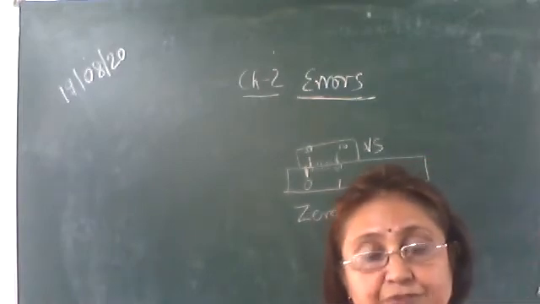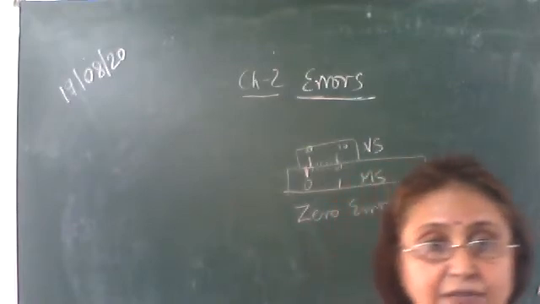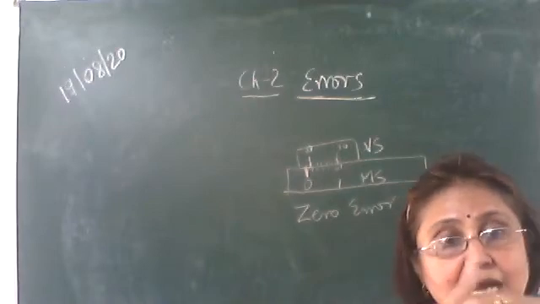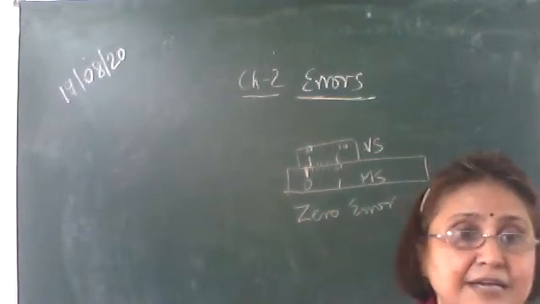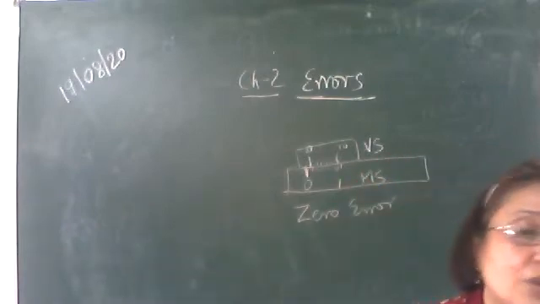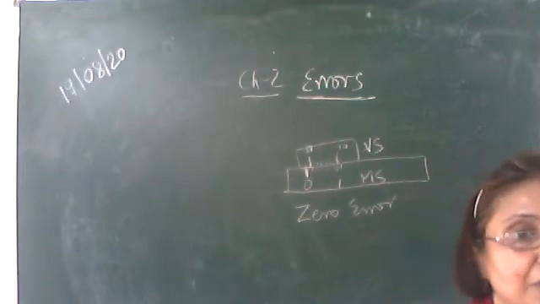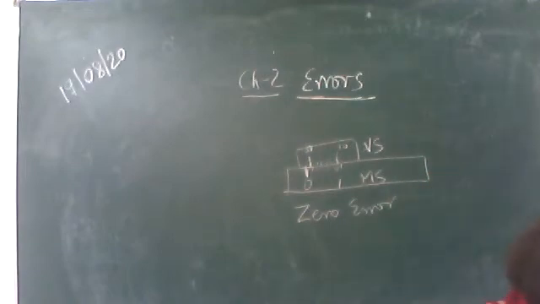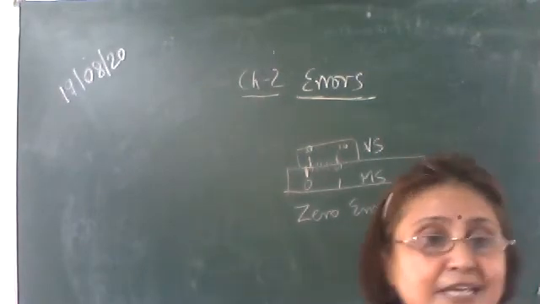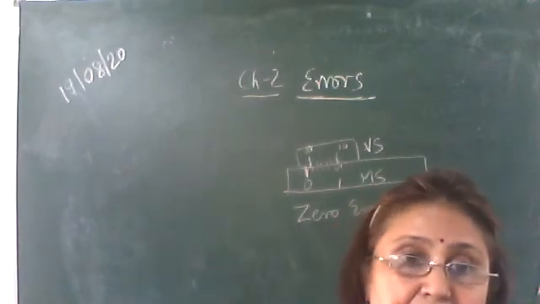For example, if you have to take a reading by a scale coinciding with a line, you have to keep your eye just in front of the scale and then take the reading. If you keep your eye towards the right or towards the left and then take the reading, the reading will not be perfect. So the person doing the experiment, due to his carelessness, may cause some error, which is called personal error.